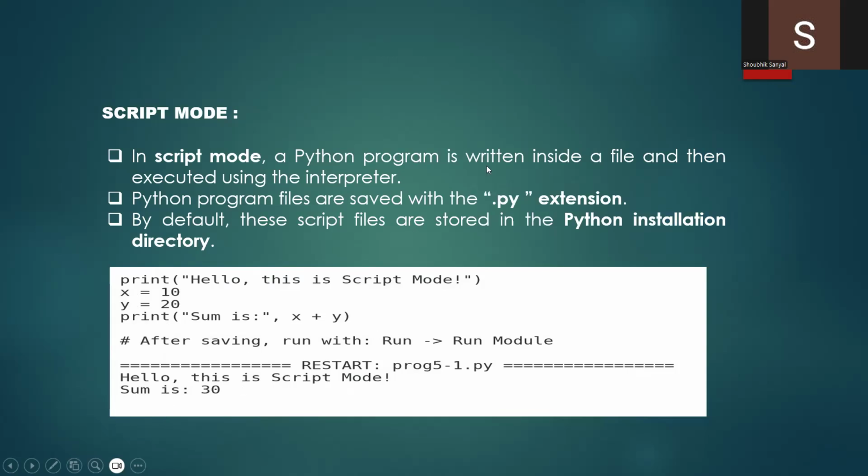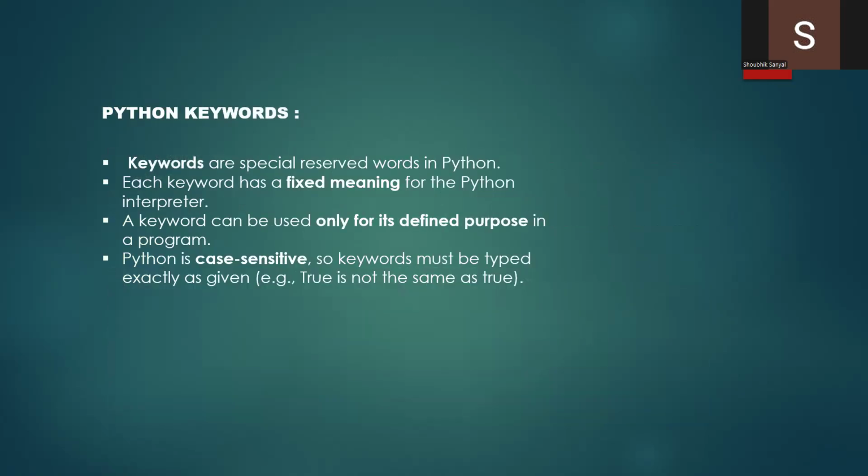So in this mode we have written the whole code, and accordingly we got the output of the program. That is why it is written that in script mode, the Python program is written inside a file, and then it is executed using the interpreter. And the moment we save the Python file, the extension will be .py. Always keep in mind the extension will be .py. And by default, the script files are stored in the Python installation directory.